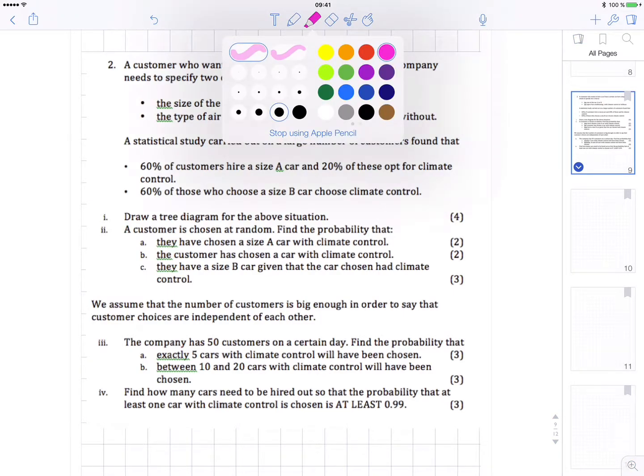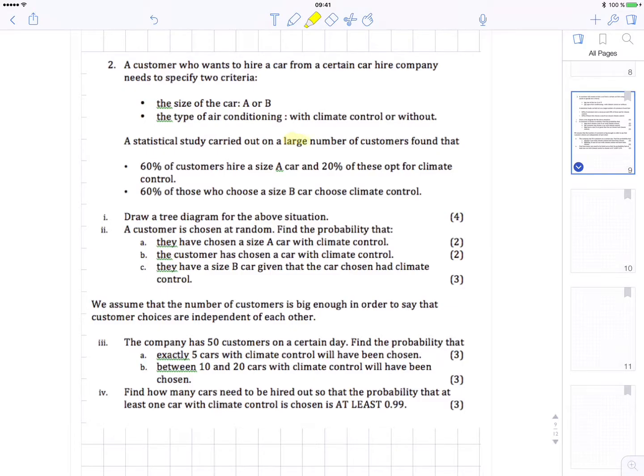Now, I'm going to start highlighting things that I think are important. On a large number of customers found that... Now, this sounds like we could use a binomial distribution.